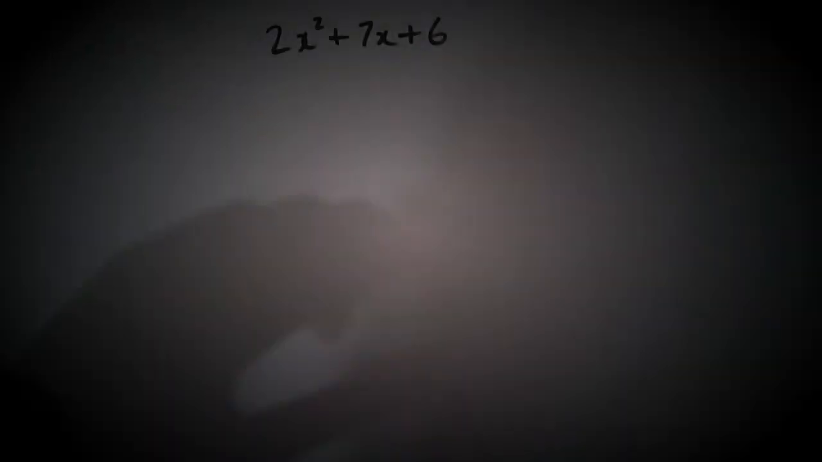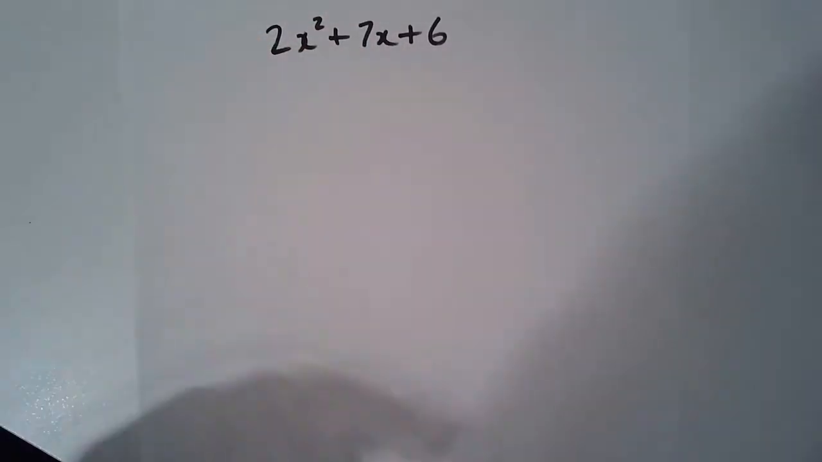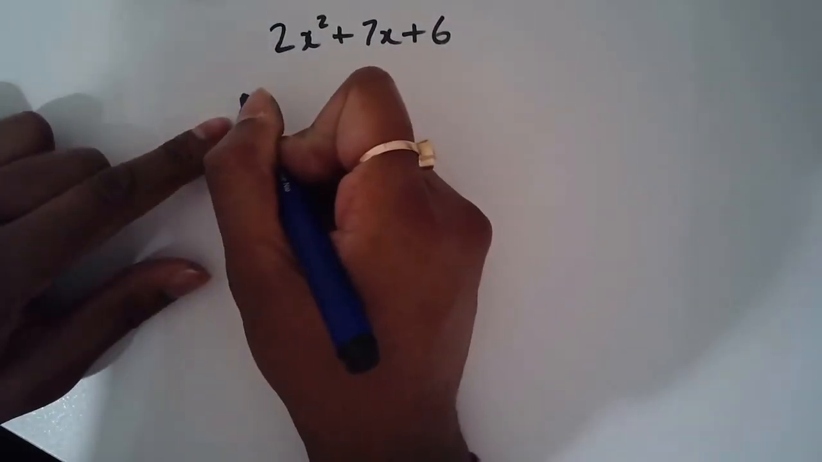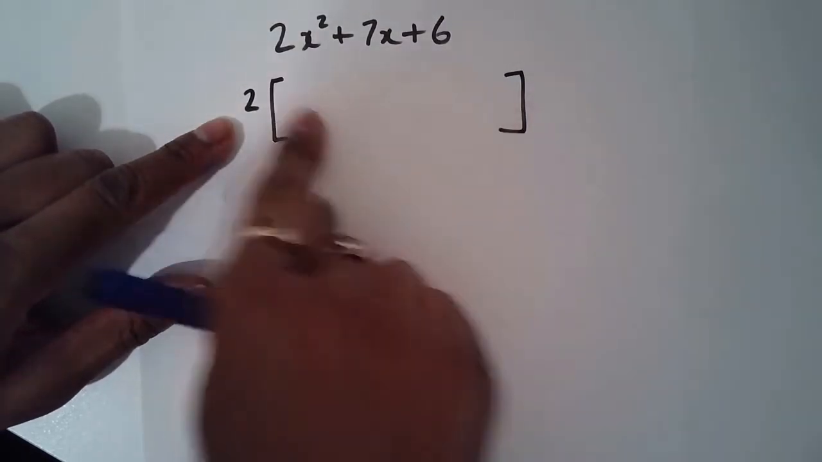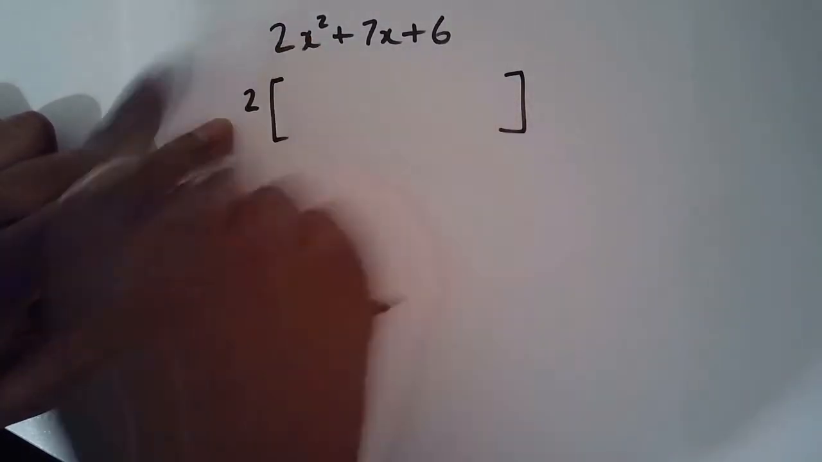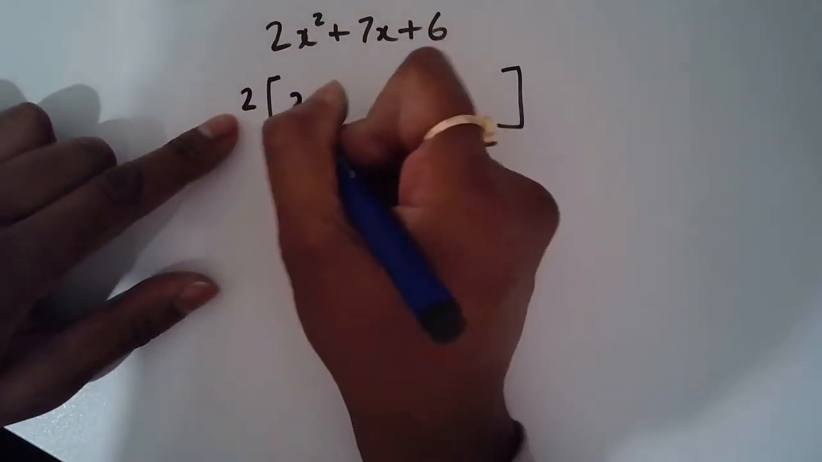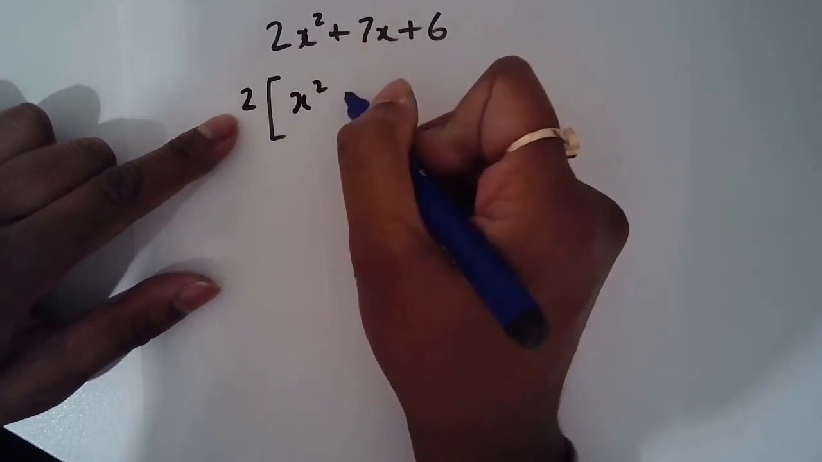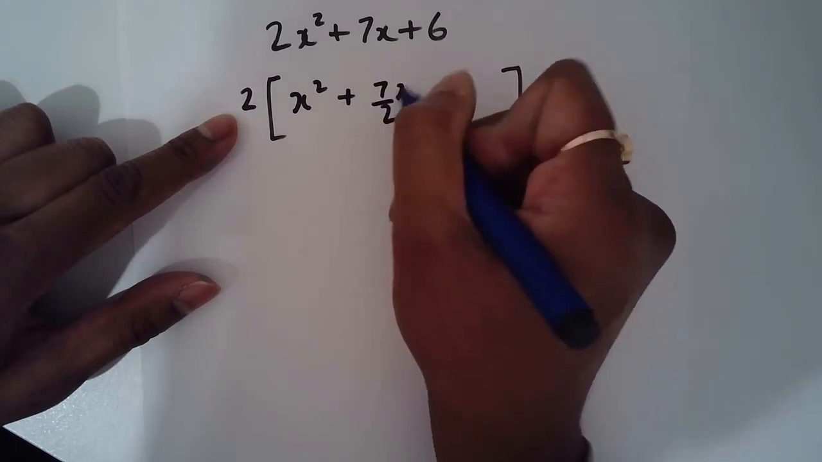I want to show you another example of completing the square where there's a number in front of the x squared. Obviously it's going to be a lot harder. So what I'm going to do is take the 2 out of play. Whatever's in here, I'm going to complete the square for that, but I've taken the 2 out. 2 times something to give me 2x squared, it's obviously x squared. 2 times something to give me 7x. What's that going to be? It's going to be 7 over 2x.